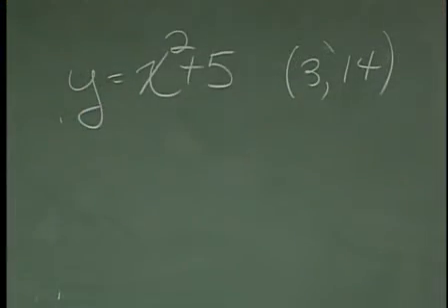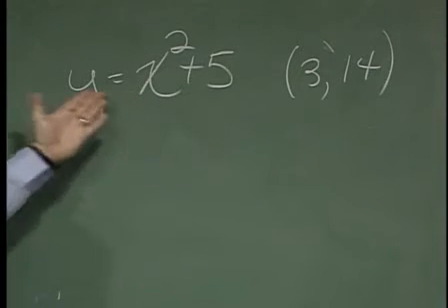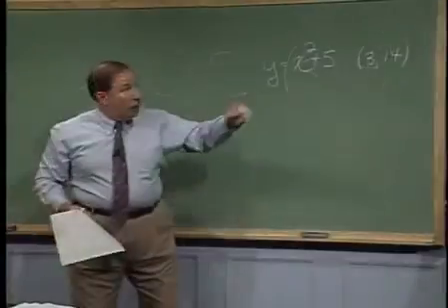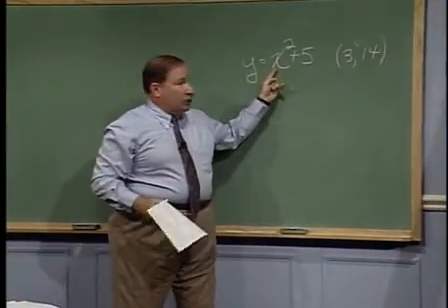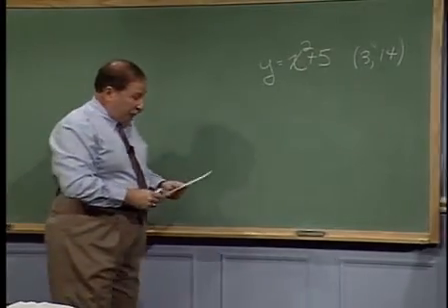I could give this problem to anybody who understands the symbology in any country in this world, at any time. I could go back 50 years or go into the future. I give them this and I say 3 is x. They should always get 14. It is a function. Let's find the inverse.